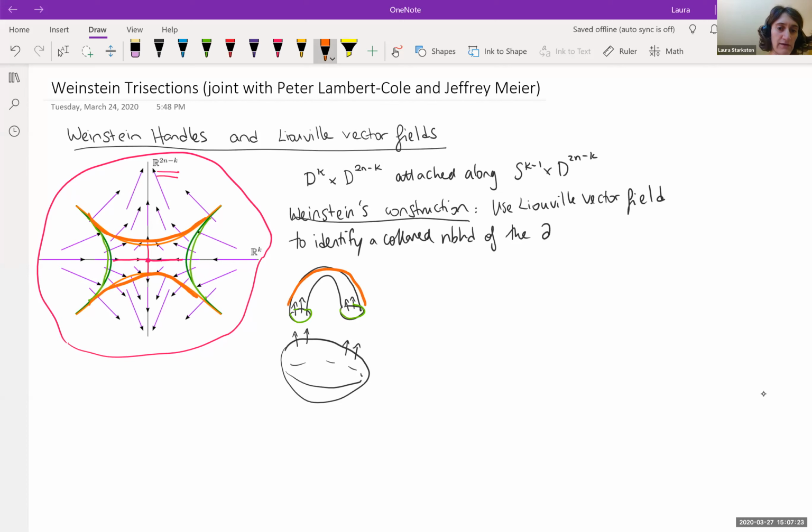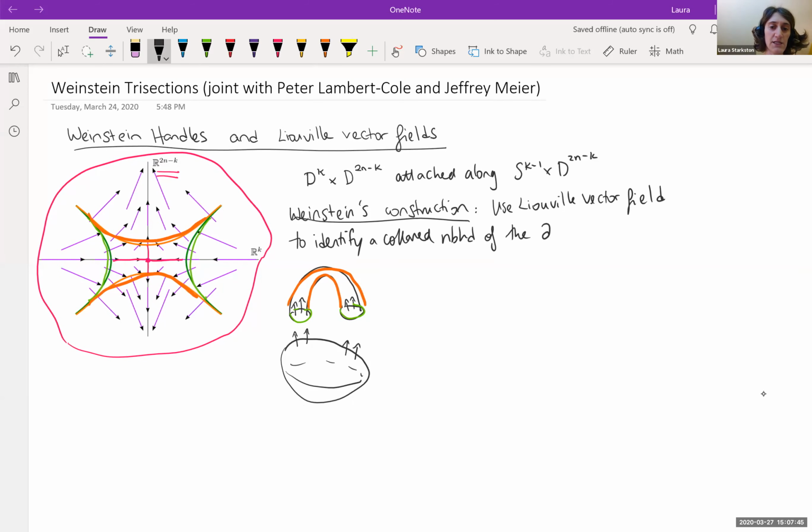So my resulting manifold at the end will have the Liouville vector field pointing outward. This is a way to allow us to identify the symplectic structures in a neighborhood of the boundary by just looking at the contact neighborhood of the attaching sphere.